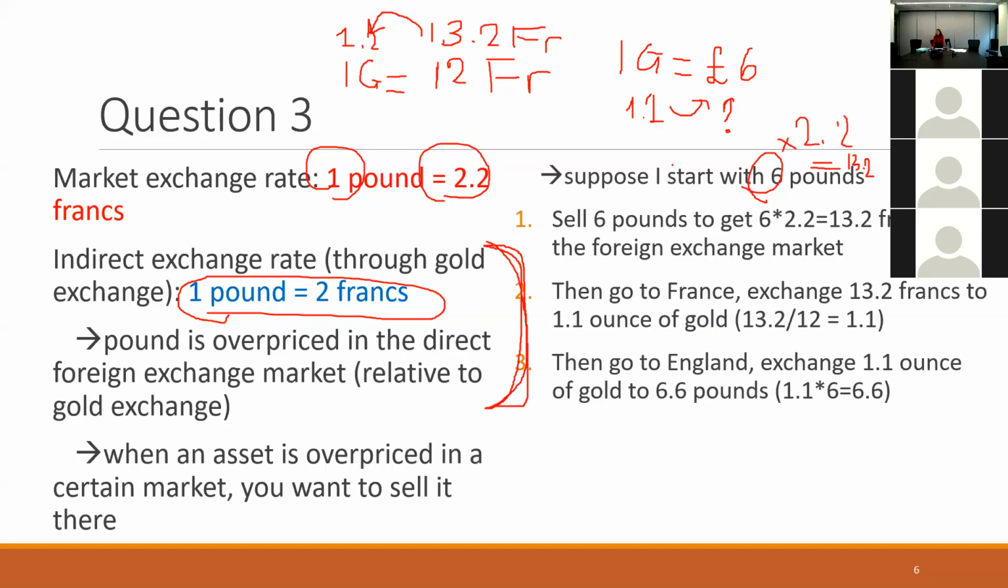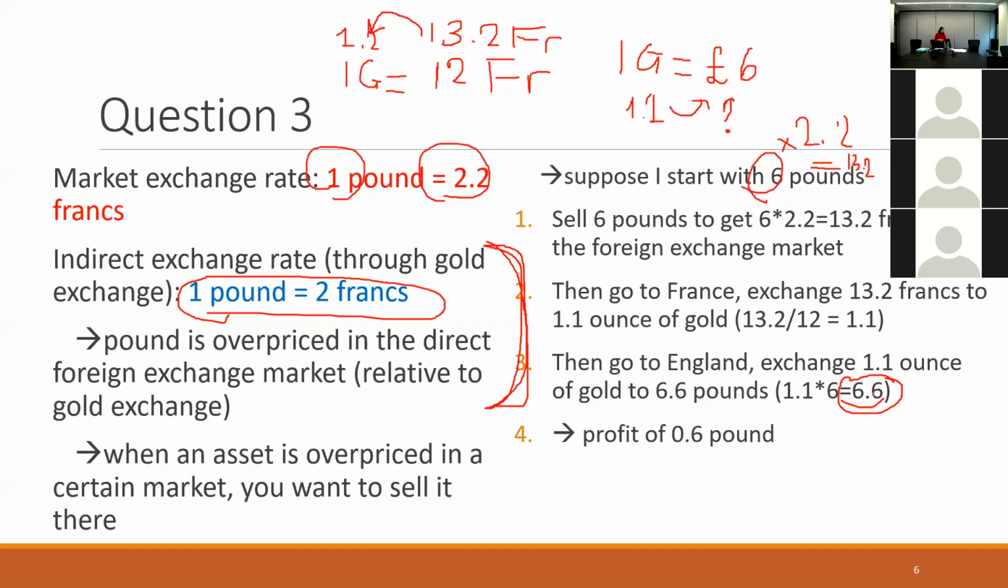So if I take 1.1, which is the amount of gold I have, and multiply it by the price of 1 ounce of gold, I will get 6.6. So when I exchange 1.1 ounces of gold to pounds in England, I will get 6.6 pounds. Yes, exactly, spot on. So in this case, our profit is 0.6 pounds, okay? We started with 6 pounds and we end with 6.6. That means our profit is 0.6, yeah?